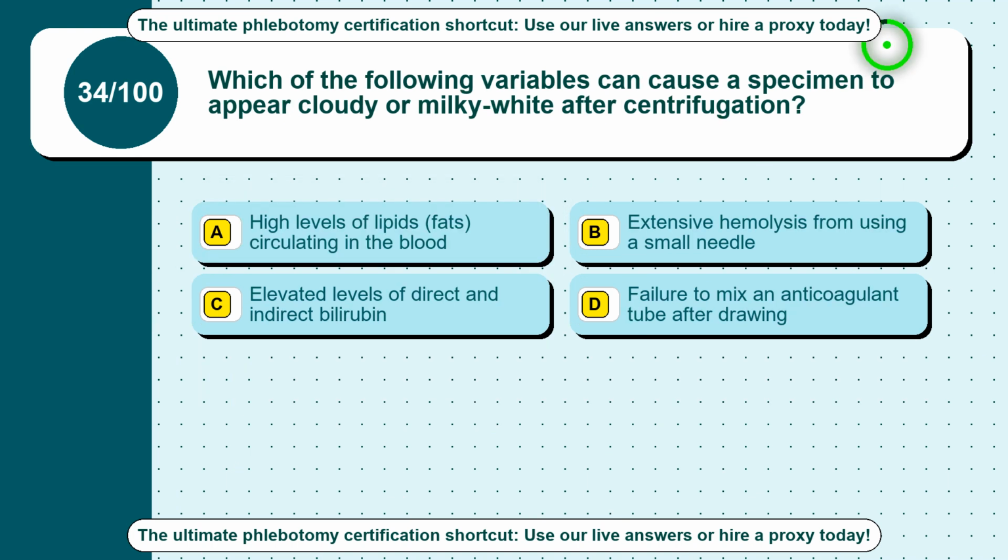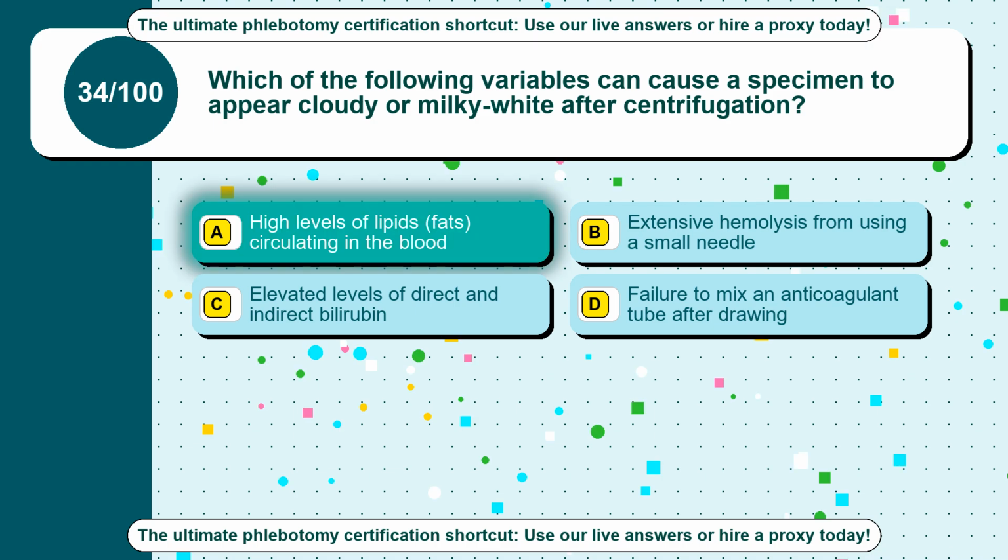Question 34. Which of the following variables can cause a specimen to appear cloudy or milky white after centrifugation? Option A, high levels of lipids, fats, circulating in the blood. Option B, extensive hemolysis from using a small needle. Option C, elevated levels of direct and indirect bilirubin. Option D, failure to mix an anticoagulant tube after drawing. The correct answer is option A, high levels of lipids, fats, circulating in the blood.